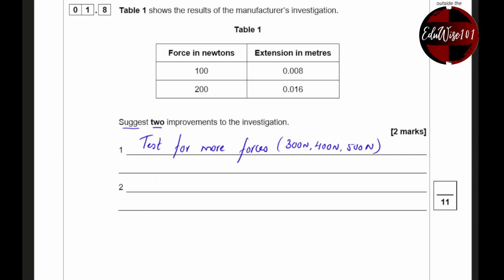So we could say repeat 2 more times for each force and calculate a mean extension.